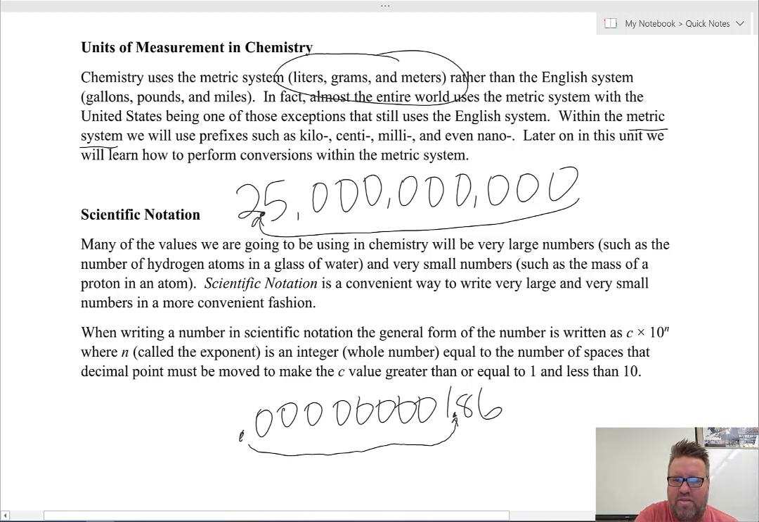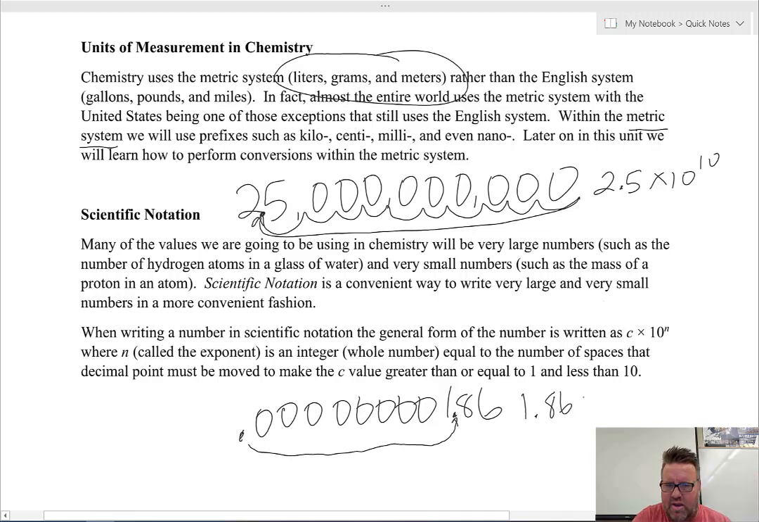Okay, and then we just have to count how many spaces we moved that decimal point. For example, on 25 billion, we moved it 1, 2, 3, 4, 5, 6, 7, 8, 9, 10 spaces. So I'm going to write that as 2.5, my number between 1 and 10, times 10 to the 10th. Okay, and then on this one, I'm going to write 1.86. Notice all those zeros are gone. Times 10 to the, and now how many spaces do I have to move this decimal point? 1, 2, 3, 4, 5, 6, 7, 8, 9. And I'm going to put 10 to the negative 9th.